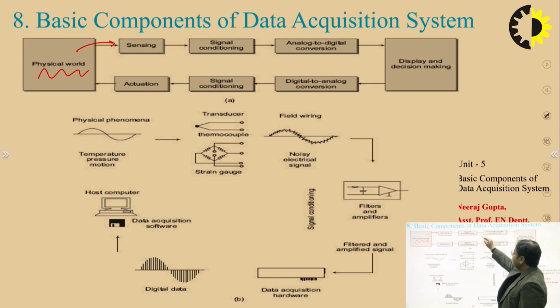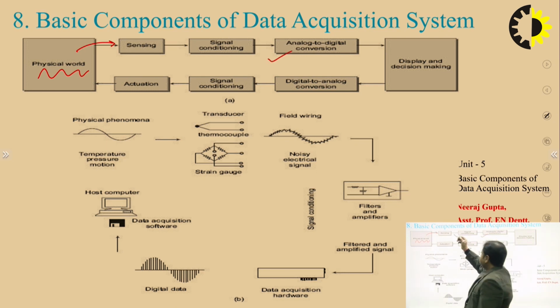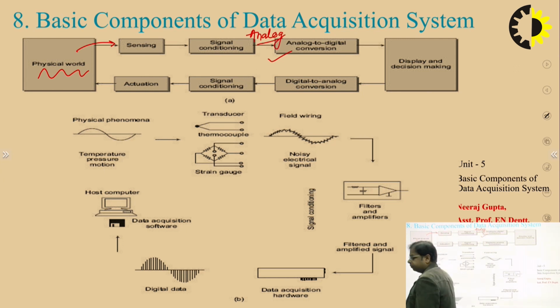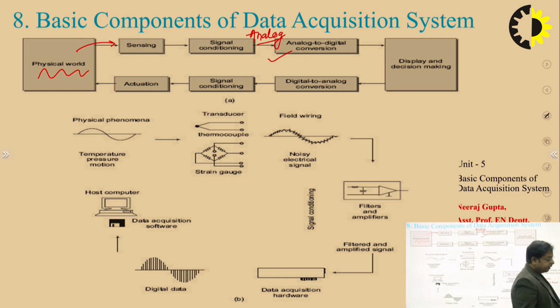Why A to D conversion? Because the signals coming over here are analog in nature. These analog signals cannot be fed directly to computers or digital systems. So feeding digital systems can only be done after analog to digital conversion. Then after they are fed, the processing is done, their display could be done, and decision making could be done using them.